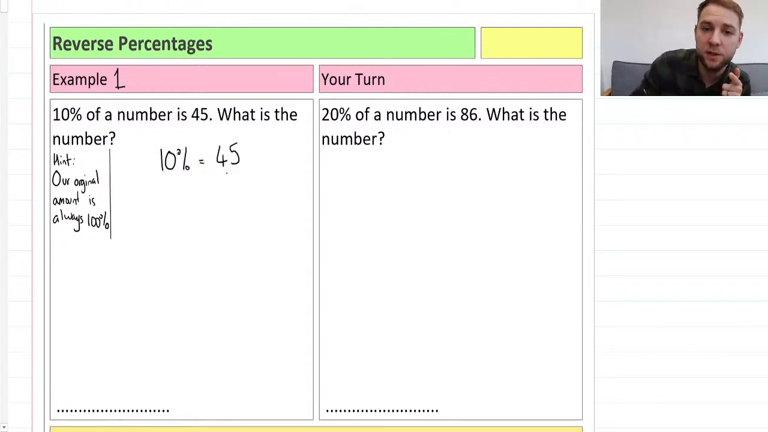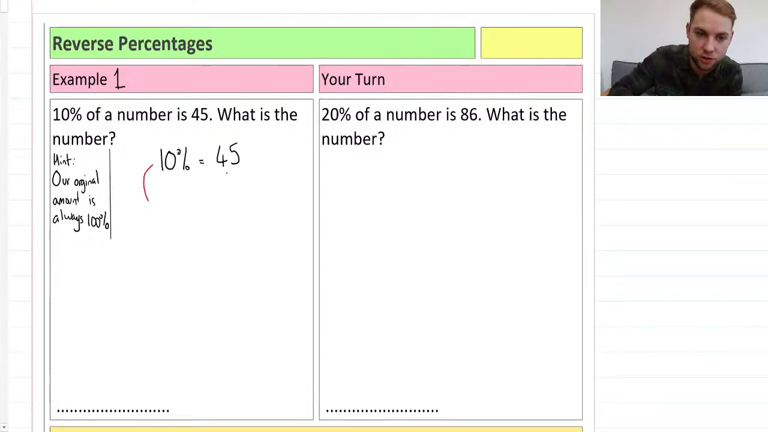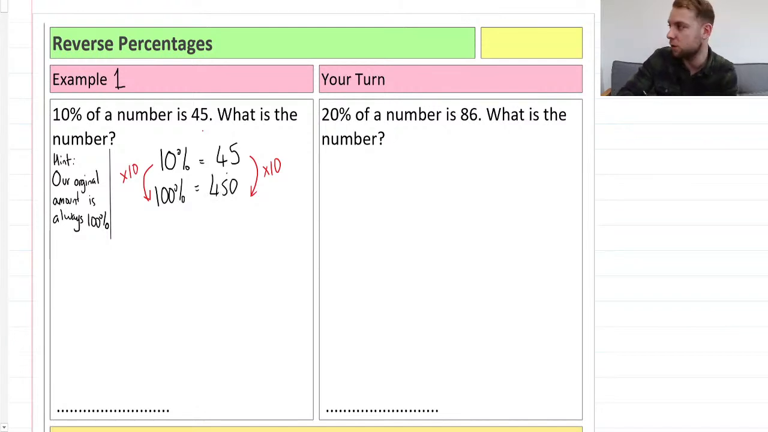So, if 10% of the number is 45, what is the original number? Well, we're trying to find out what 100% is. So how do I get from 10% to 100? Well, to get to 100, I need to times by 10, which means I need to times this right-hand side by 10. So 10 times by 10 is equal to 100%, which is equal to 45 times by 10, which is 450. So our original value is equal to 450. Put original amount here if you want.